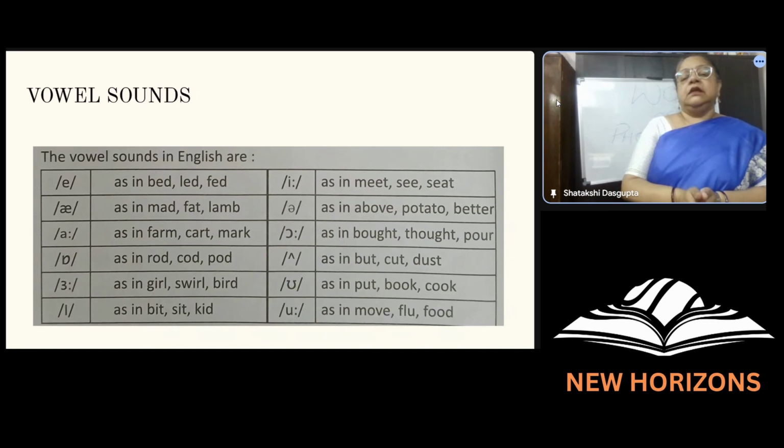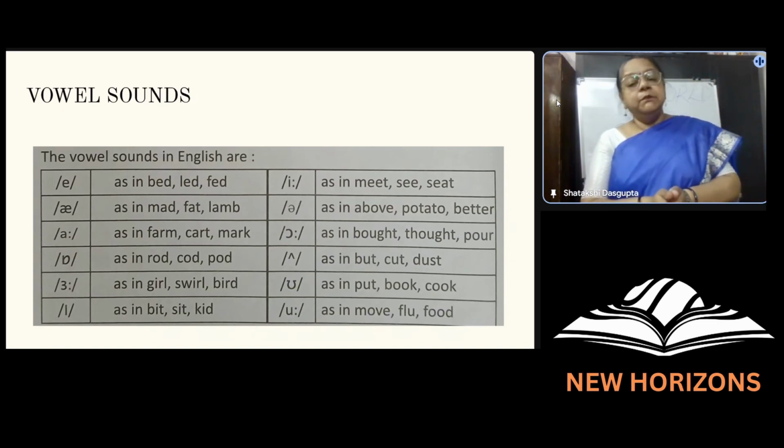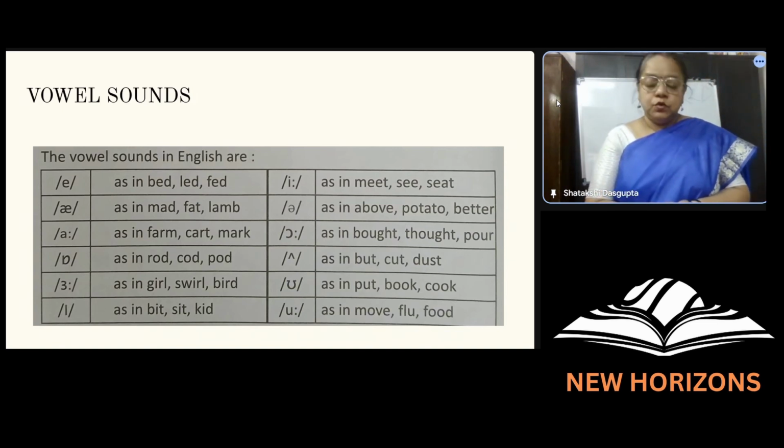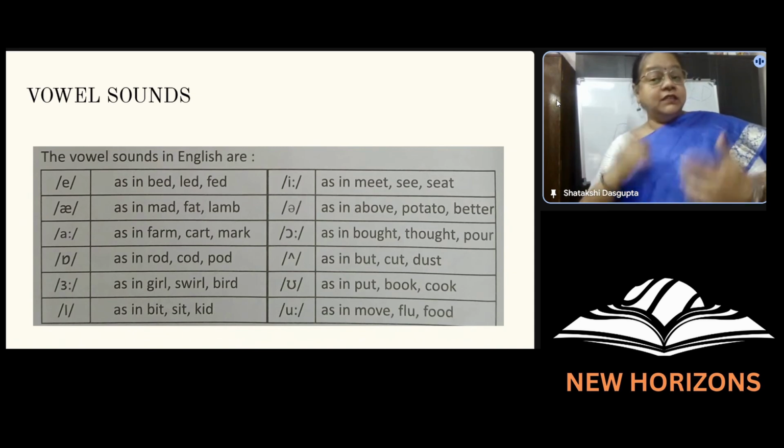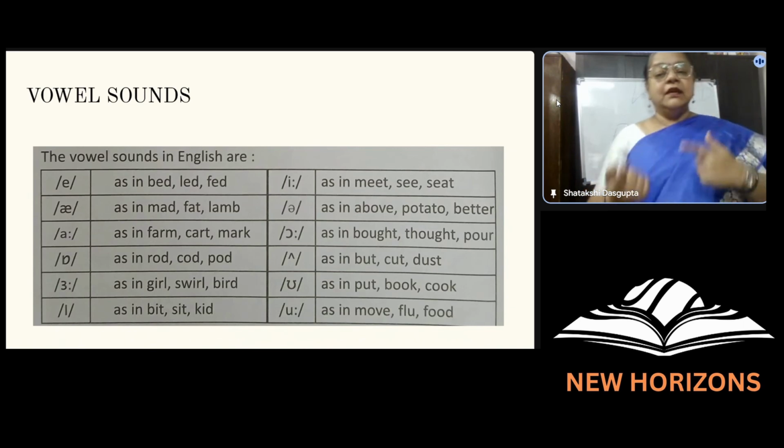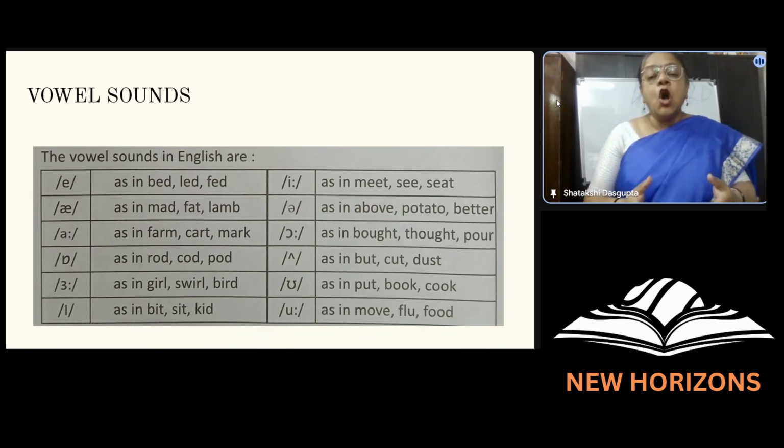The third one is the alphabet A in print pattern followed by two dots. What sound does it give? Farm, cart, mark. Hindi ka aa. The next one, aw. A in the cursive, ulta A, not the seedha A. Ulta A in the cursive pattern gives out the sound aw. Rod, cod, pod.